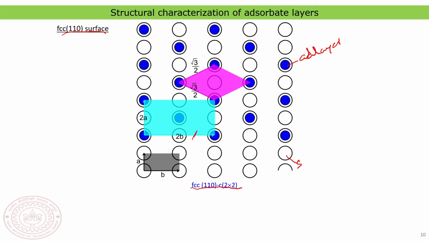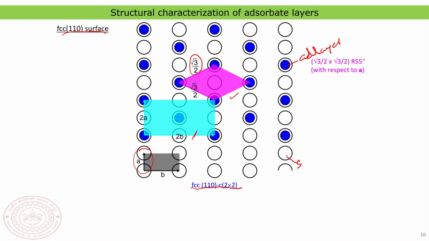Now you can also represent the surface using this magenta unit cell, where the lattice vectors are root 3 by 2 and root 3 by 2 with respect to A, because that is also something different for the FCC 110 surface: the unit cell lattice vectors along different directions are different in magnitude. So with respect to A, the unit lattice vector magnitude for this unit cell is root 3 by 2. So you can now represent the unit cell of this adlayer in two different ways.